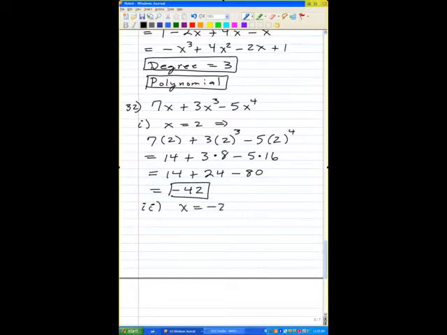So let x equal negative 2. So wherever I see x, I replace x by negative 2. So since I'm in a habit, I will put parentheses around it. In this case, it actually makes a very big difference. And so put parentheses around the negative 2. Seven times negative 2 is negative 14. Negative 2 cubed is negative 8. Oops. Negative 2 to the 4th is 16.